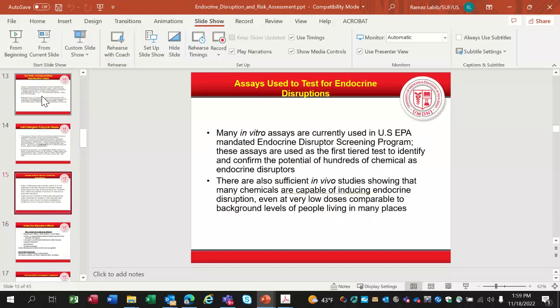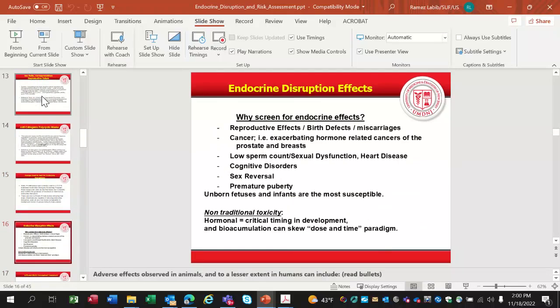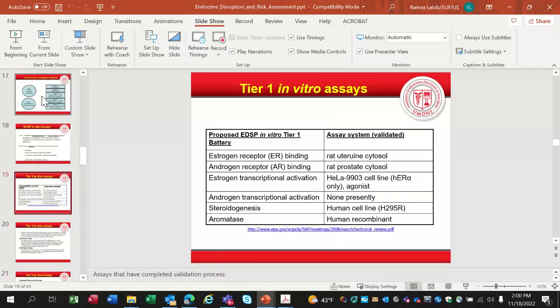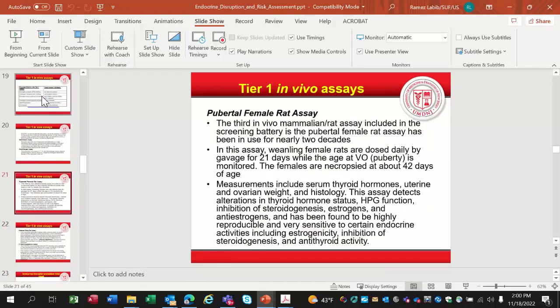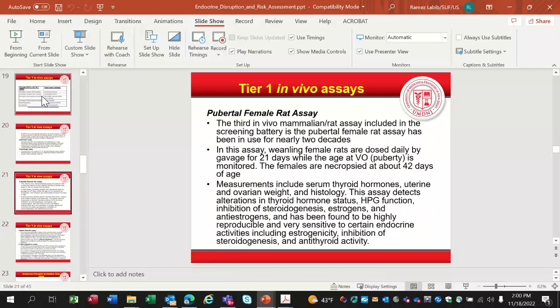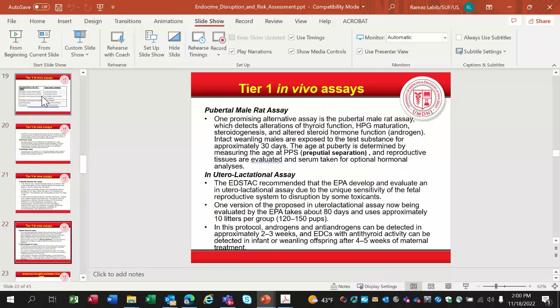Understand the assays that you would use to identify an endocrine disruptor, either in vitro or in vivo, and the tier 1 versus the tier 2, right? And how you would use that as a weight of evidence type of approach. Know the in vivo assays that I mentioned, including the uterotrophic or the Hershberger assays versus the pubertal female or male assays, as well as the intrauterine lactational assay.